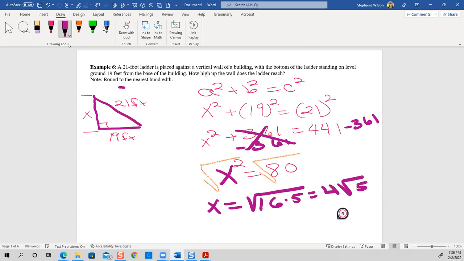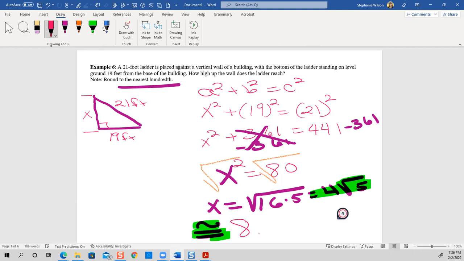But this asks you to round to the nearest hundredths. That means it wants it in decimal form. So let's get it in decimal form. I got approximately equal to, because that was the exact form. Since we're putting it in decimal, we're getting an approximation. We got 8, 9 point, oops. Let's start over.